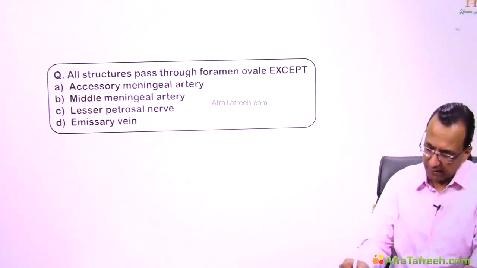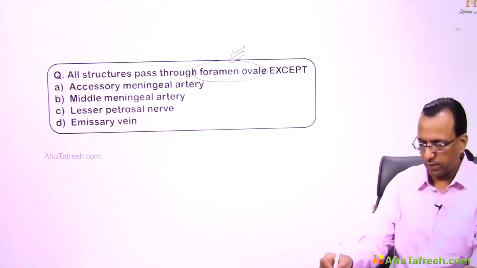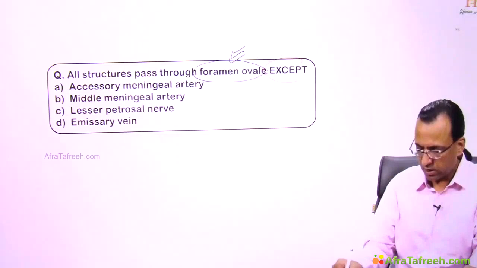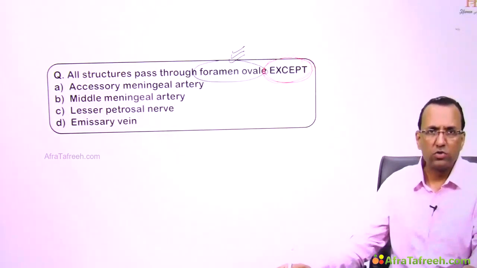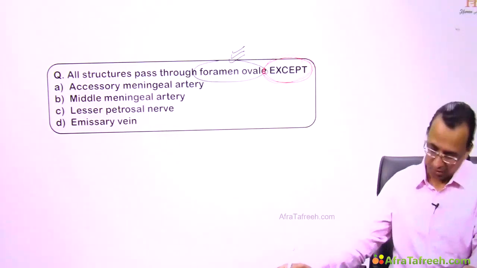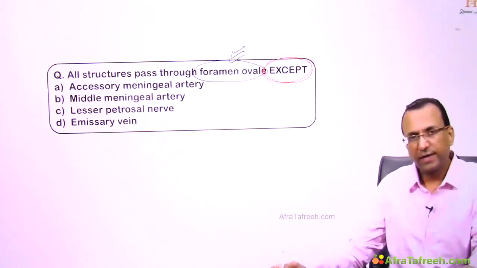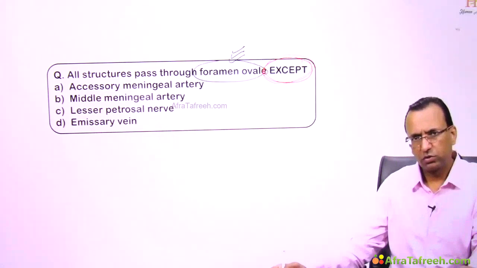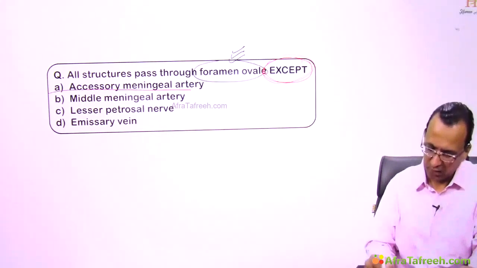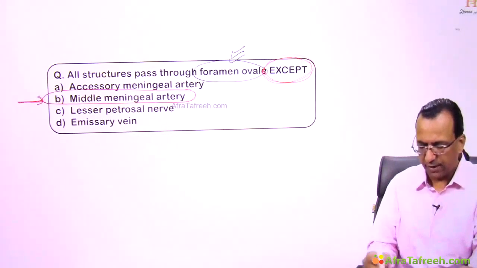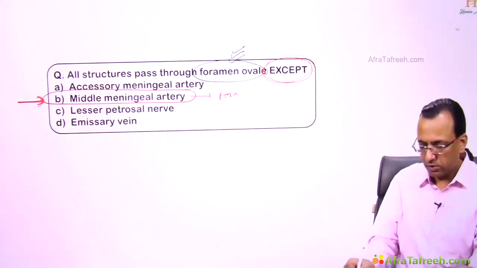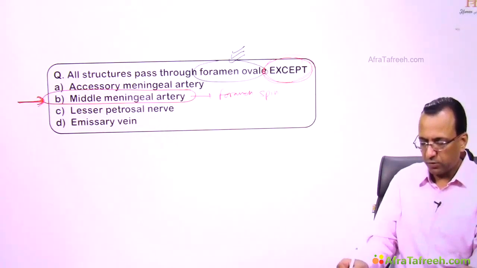There's a question asking, MALE structures pass through the foramen ovale, who is not passing? And you tell, I know. What is M for? M is for the mandibular nerve, not given. So that is the answer. Where is the middle meningeal artery passing? It is passing through the foramen spinosum.